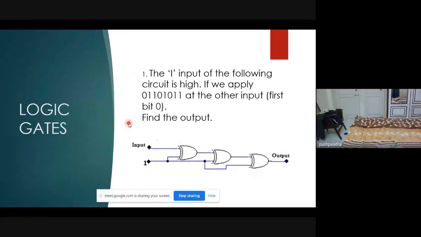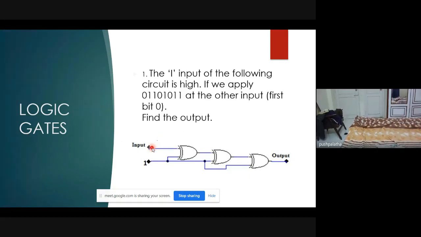Now, you know the truth table of the XOR gate. If the inputs are different, the output is high. If the inputs are same, the output is 0. Clear? If the inputs are different, the output is high. If the inputs are same, the output is 0. Now we'll see the output of this.